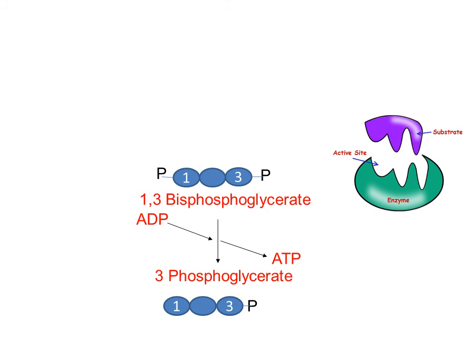In this image I created, we have 1,3-bisphosphoglycerate. It has a phosphate group on carbon 1 and it has a phosphate group on carbon 3. This is a substrate. ADP is going to receive one of those phosphate groups. On carbon 1 of 1,3-bisphosphoglycerate, it will donate the phosphate group to ADP, therefore creating energy. This is called substrate-level phosphorylation. The byproduct is 3-phosphoglycerate.